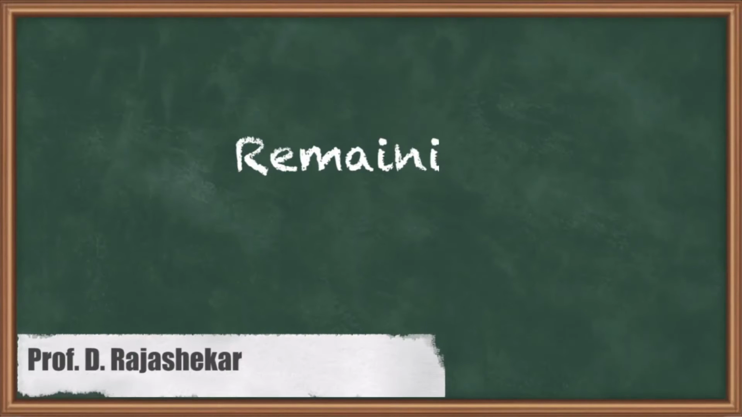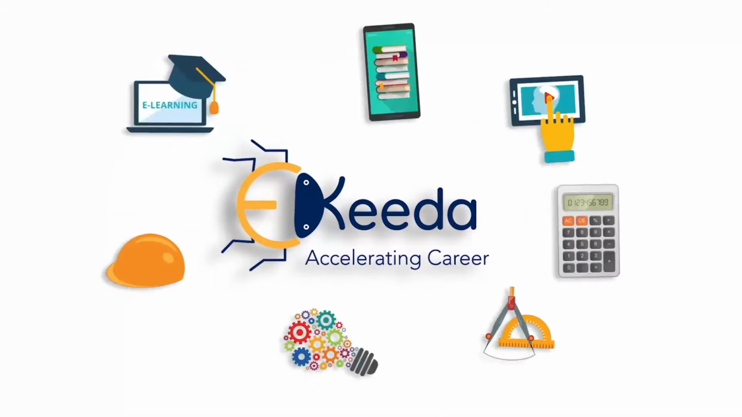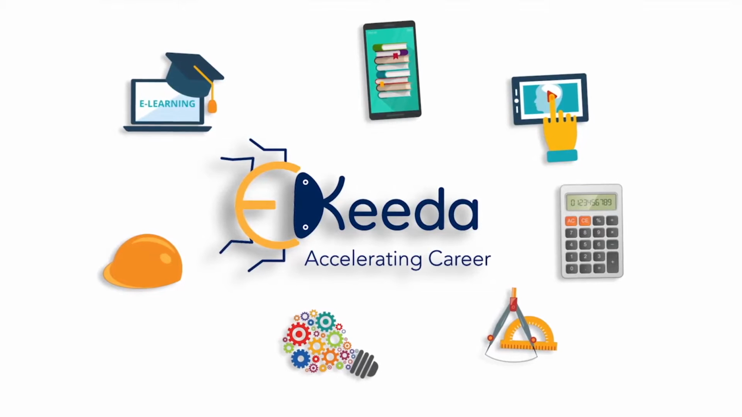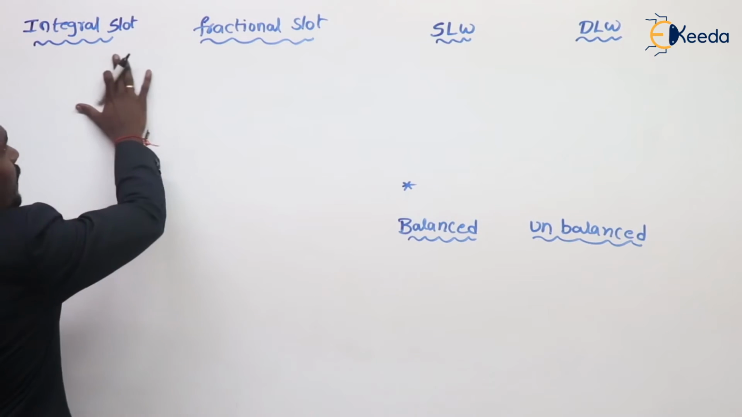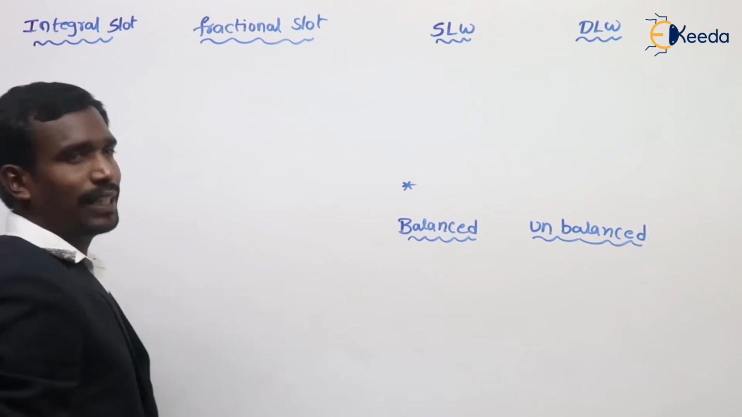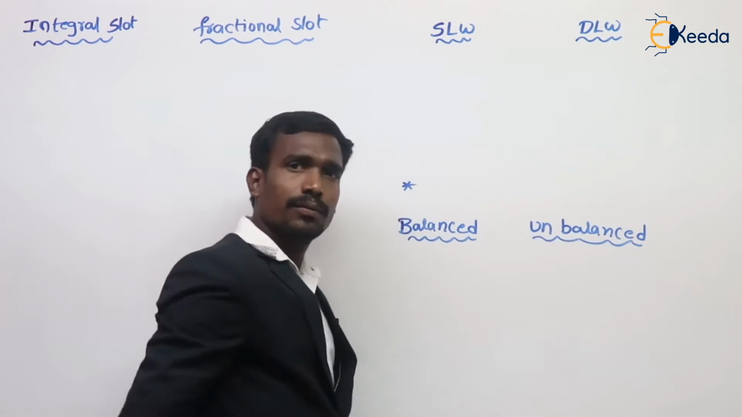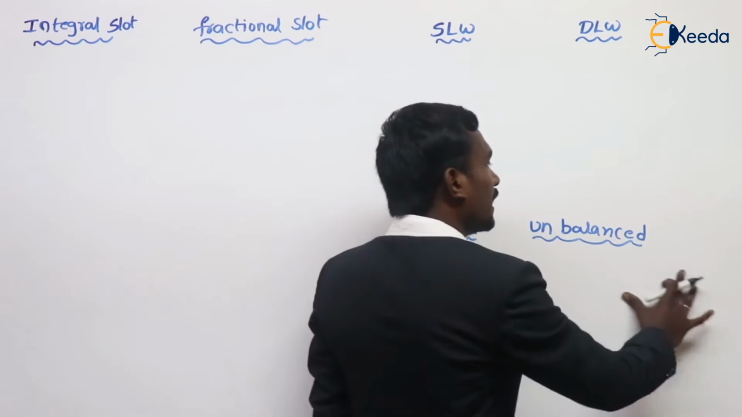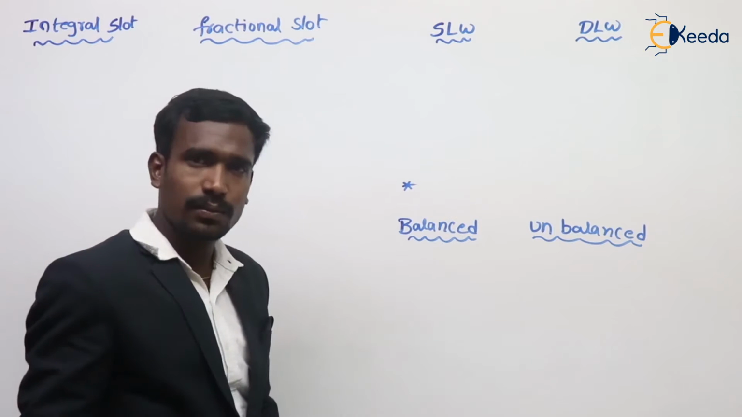Hi friends, in this video we are going to discuss the remaining windings. What are the remaining windings? Integral slot winding, fractional slot winding, single layer winding, double layer winding, and balanced winding, unbalanced winding. Let's see about these three types.